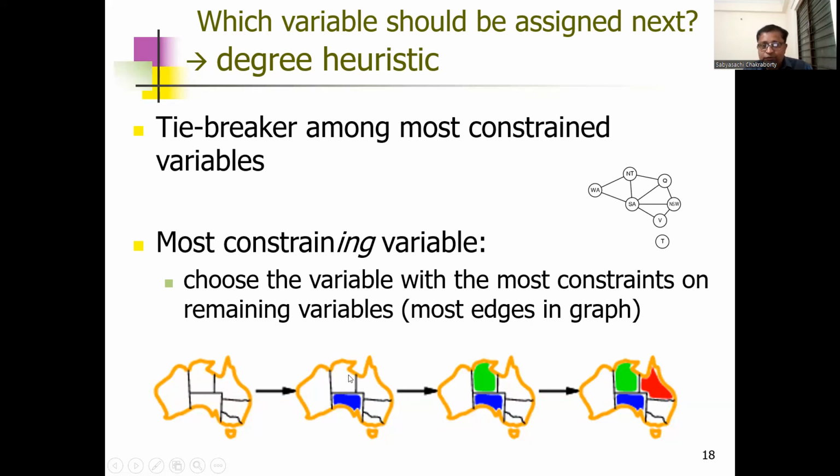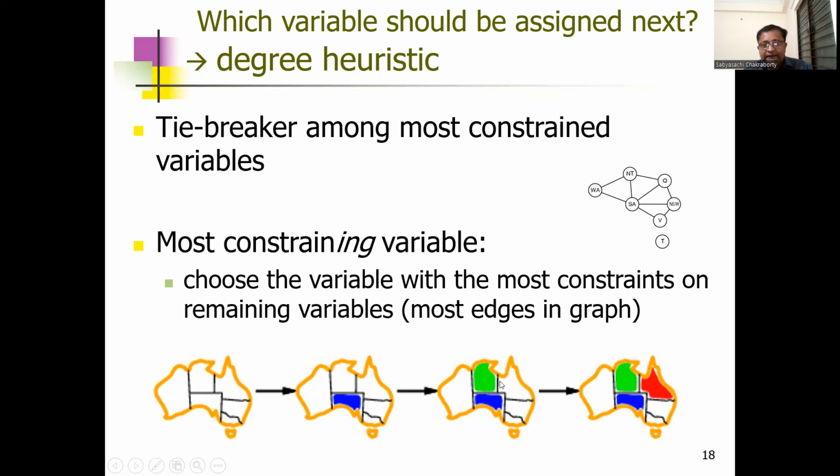Northern Territory has 2 remaining degrees. Queensland also has 2 remaining degrees, whereas New South Wales also has 2 remaining degrees. So anyone can be chosen at random. We have chosen the Northern Territory at random. After that, we have Queensland, the most constrained one, because it has the degree 1.